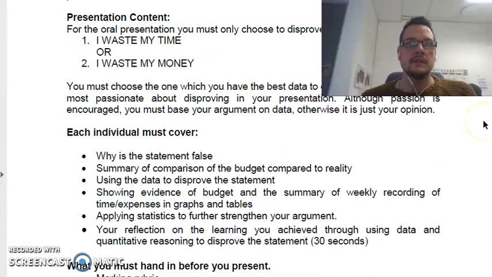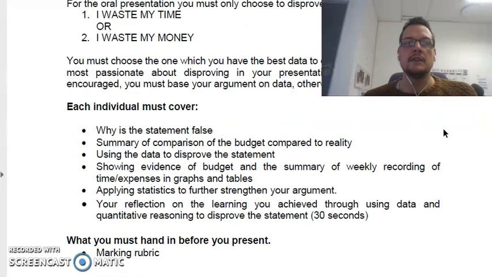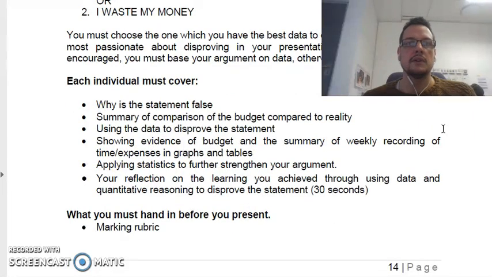So what you have to cover as an individual: you must say why the statement is true or false. You must summarize the comparison of the budgets compared with reality and what you actually did. You must use the data to disprove or prove the statement and show evidence of the budget and the summary of the weekly recording of the time or your expenses in graphs and tables. And you must apply statistics to further strengthen your arguments. And then you must reflect on the learning you achieved through using data and quantitative reasoning to disprove the statements. So this is important, the learning that you achieved.